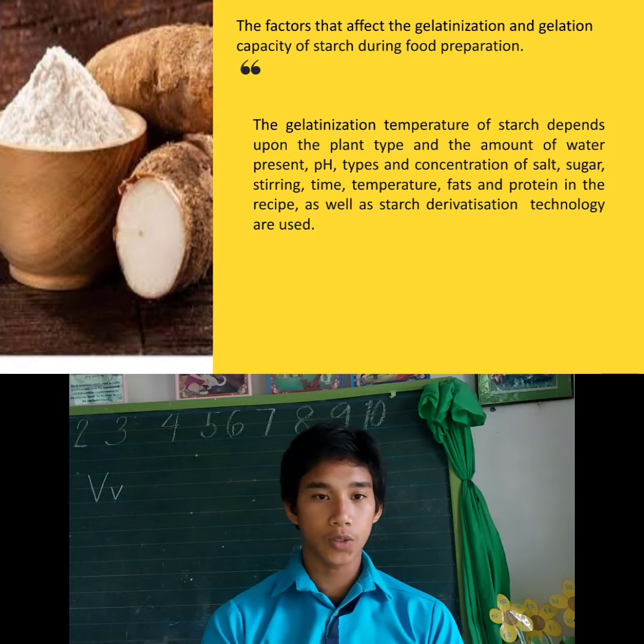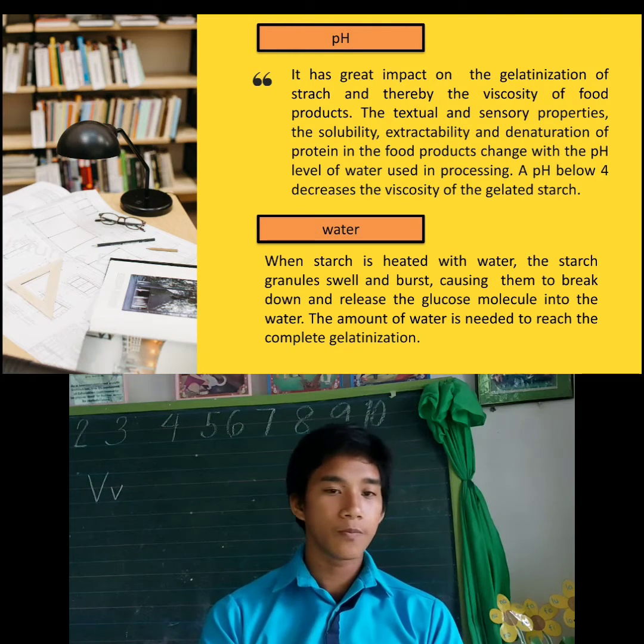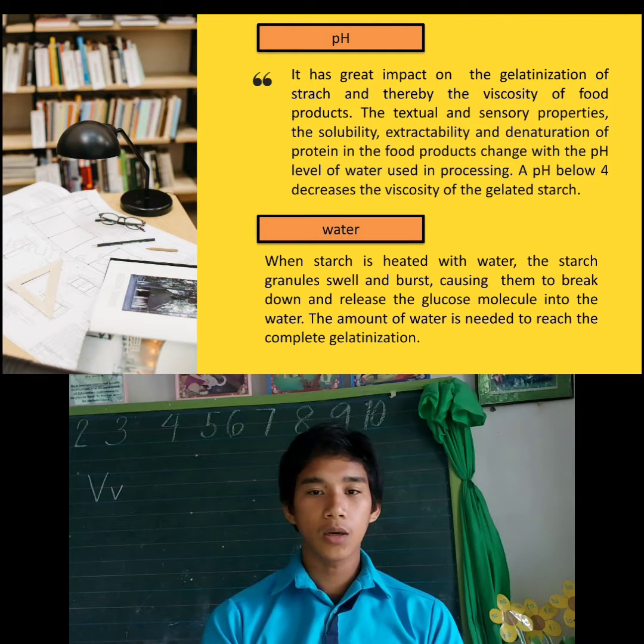In pH, it has a great impact on the gelatinization of starch and thereby the viscosity of food products. The textural and sensory properties, the solubility, extractability, and denaturation of protein in the food products change with the pH level of water used in processing. A pH below 4 decreases the viscosity of the gelated starch.